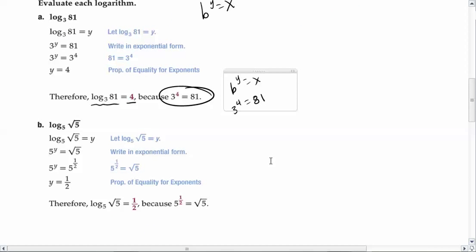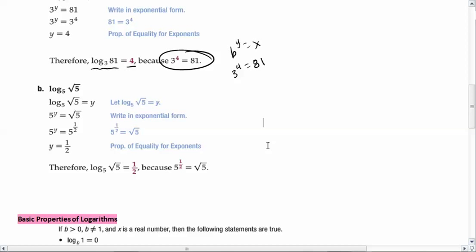Let's look at another one. If we have log base 5 of the square root of 5, again, we know b to the y equals x, so we're going to use that. This is the same as 5 to the y, that's our base to our y, equals square root of 5. So we have 5 to the y is equal to 5 to the 1/2. That's just what square root of 5 means. It means 5 raised to the 1/2. Therefore, we have y equals 1/2.